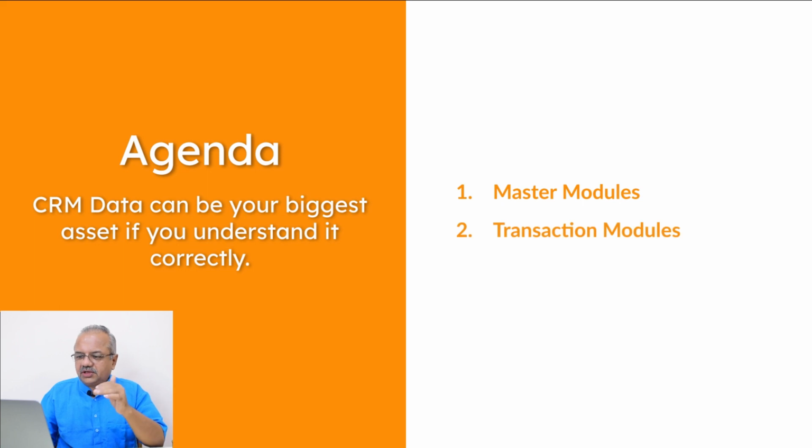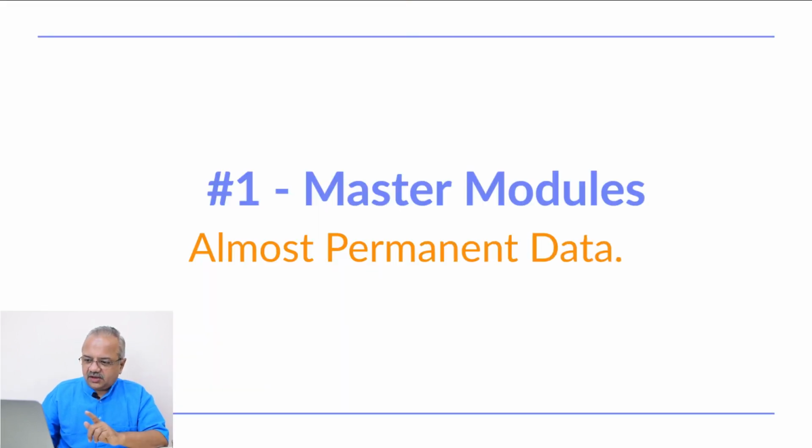So first in this video, we will understand what goes into the masters module and what are its uses, what goes into the transactions module and what are its uses, and what goes into the activities module and what are its uses. The masters data is almost the permanent data. Why almost? Because it can change. So which modules and what type of data does it have?